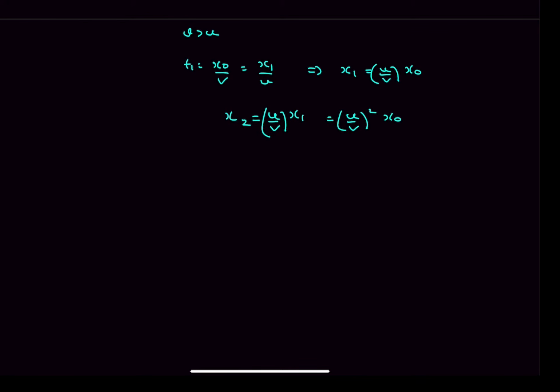Now u by v is a fraction, right? Because v is greater than u. So from here, we can easily see the pattern, and we can write xn as u by v to the power n times x0. Now guys, xn is nothing but the separation between the turtle and the hare at time t equals tn. So this can only be 0, because that's what we want to find, right? We want to find the time at which they both come together, when the separation between them becomes 0. That will only happen when n tends to infinity.